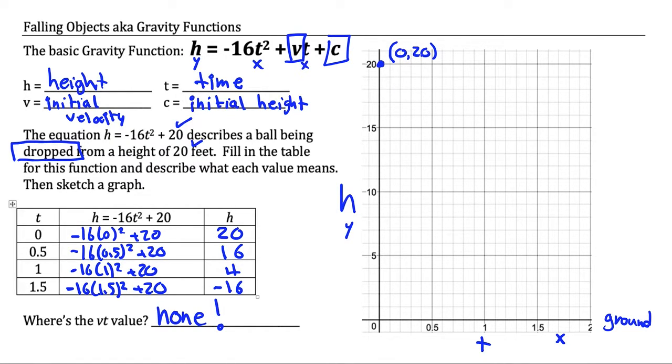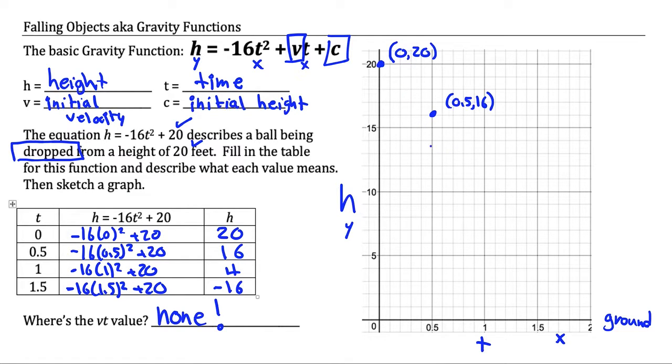So it's waiting at 20 feet for you to drop it. 0.5, where are you, 0.5? There you are. At 0.5 seconds, it's at 16 feet. So there's 0.5 and 16. That means after a half second, it's fallen 4 feet.